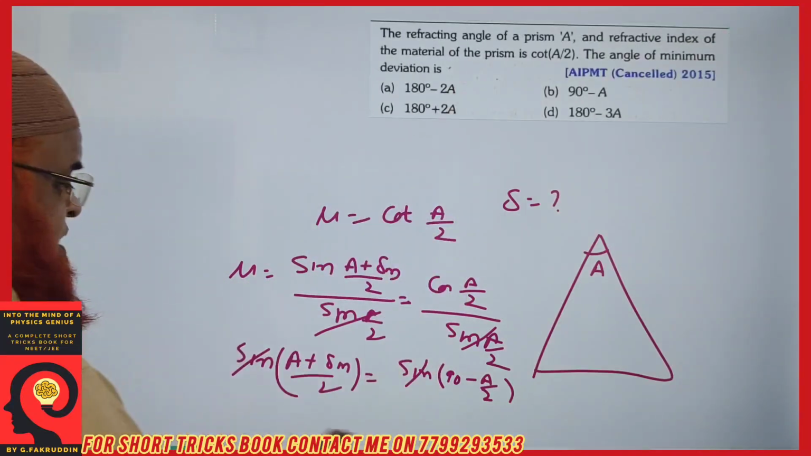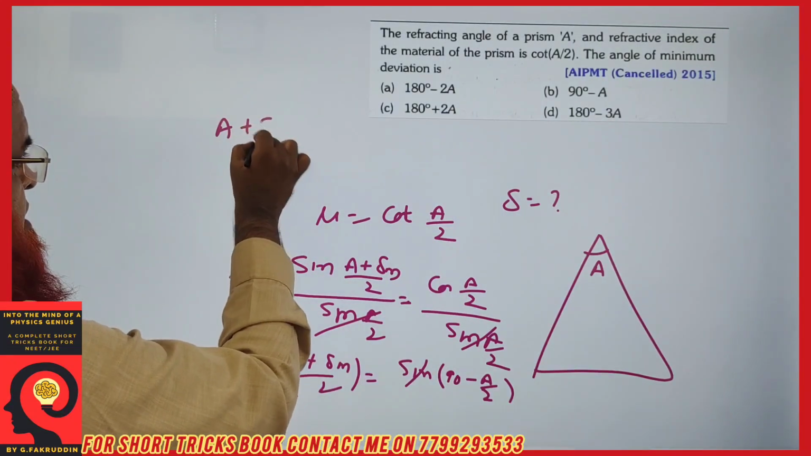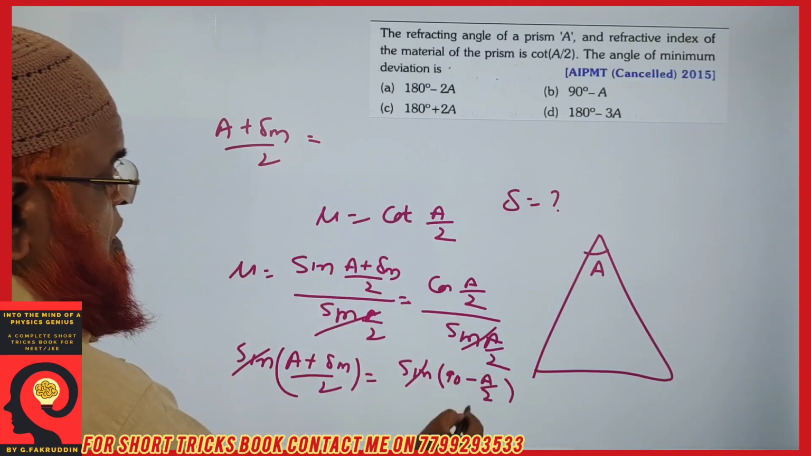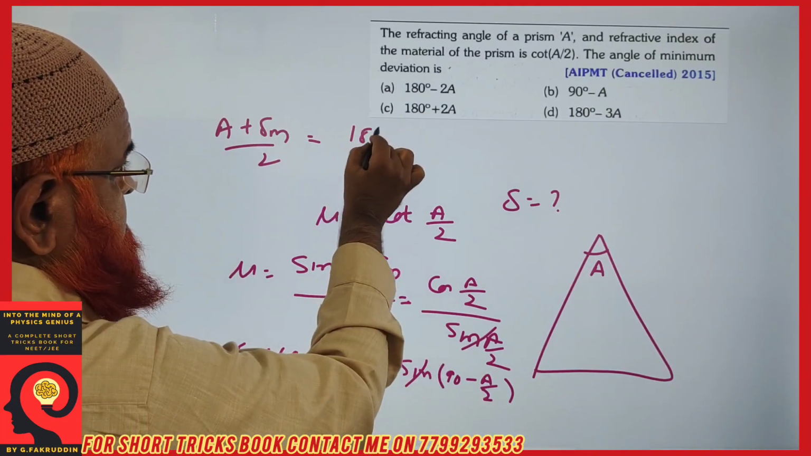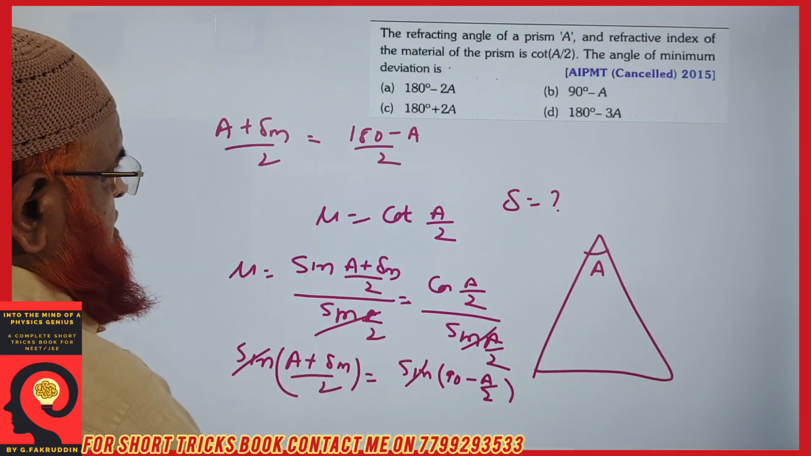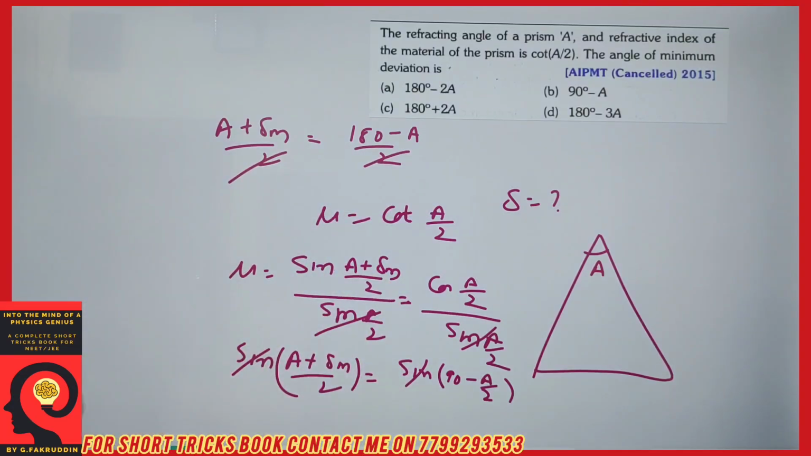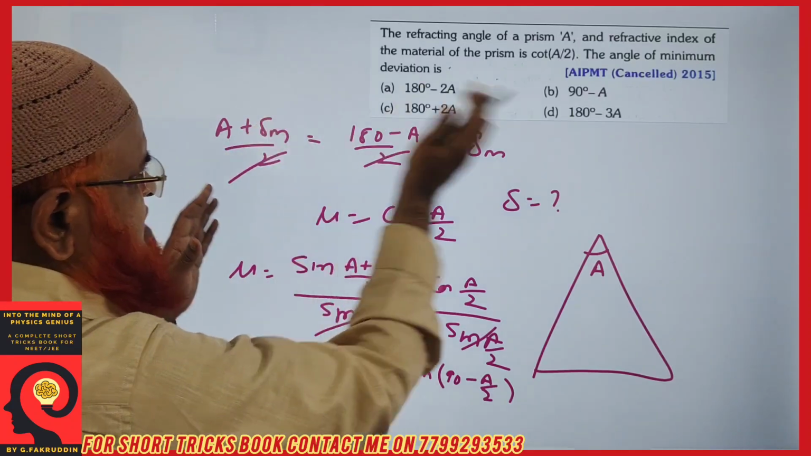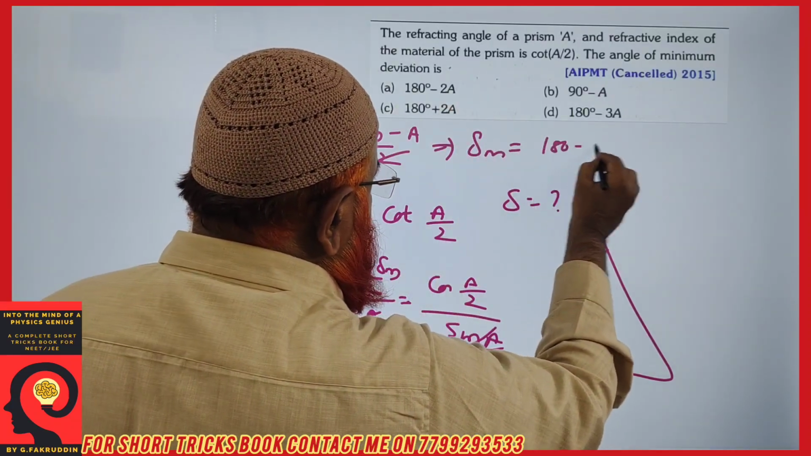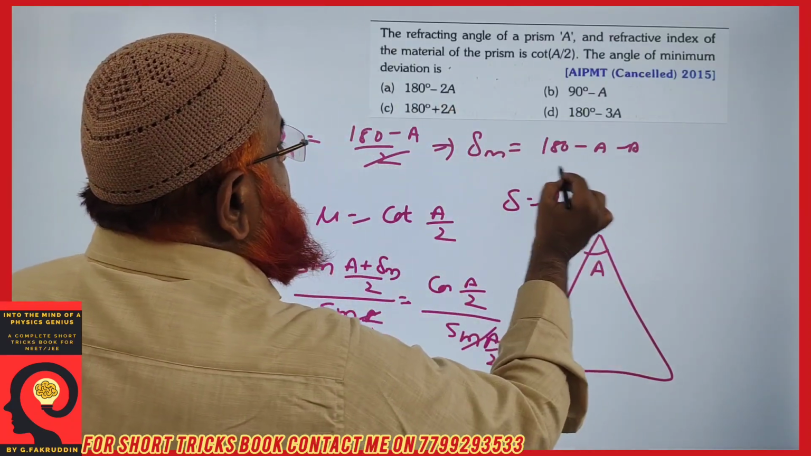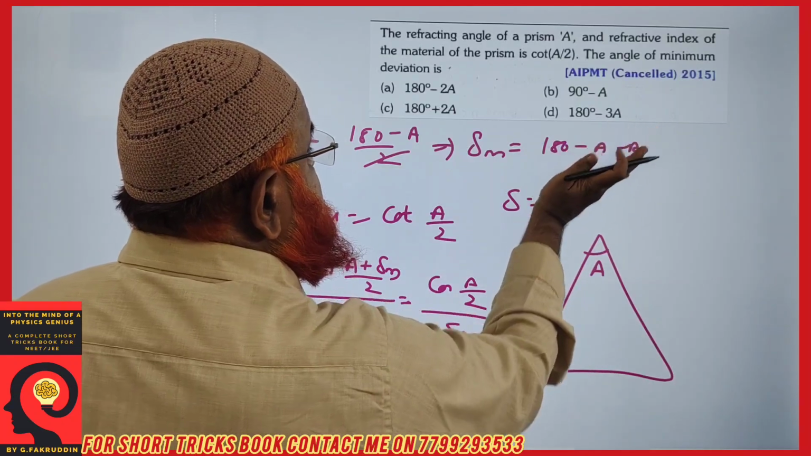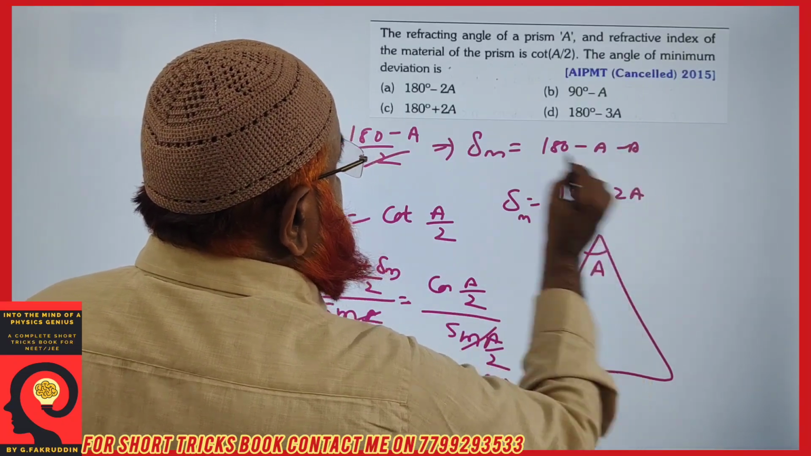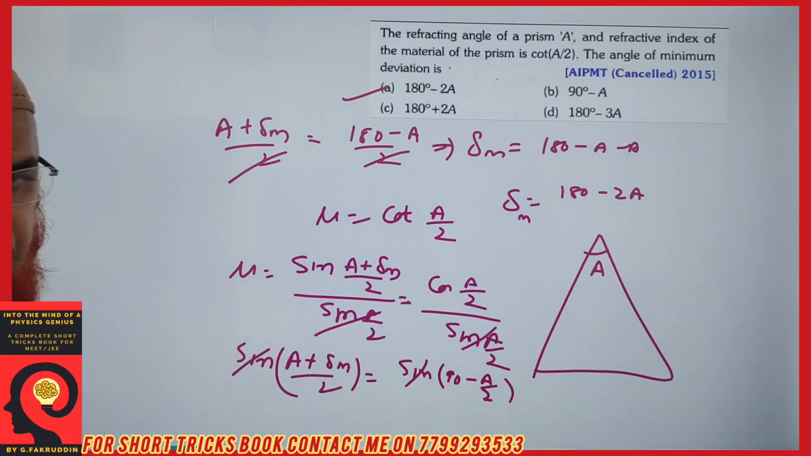Let us see here. (A plus delta M) by 2 is equal to (180 minus A) by 2, taking the LCM. The 2 gets cancelled here. So delta M, taking A to that side, is 180 minus A minus A. This implies that delta M is equal to 180 minus 2A. So the first option is the answer.